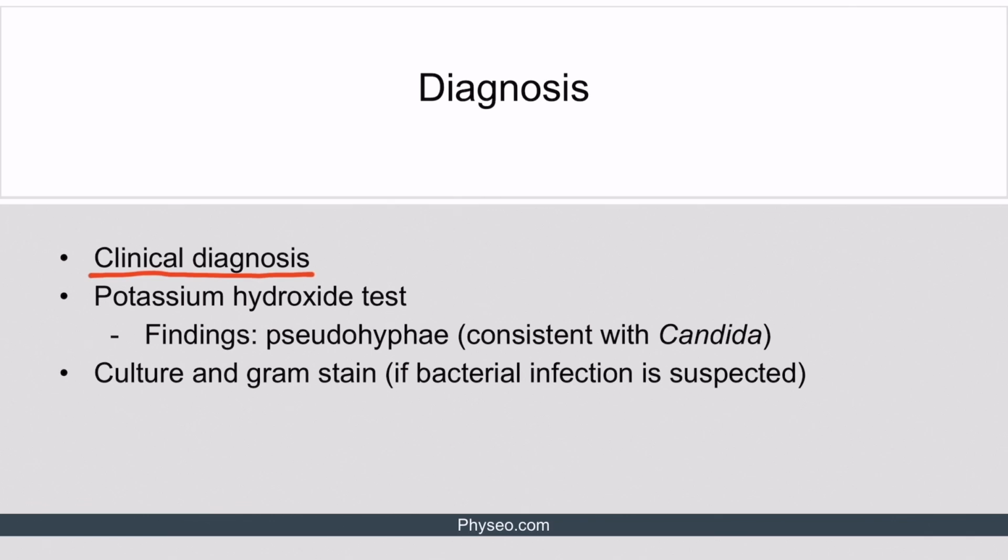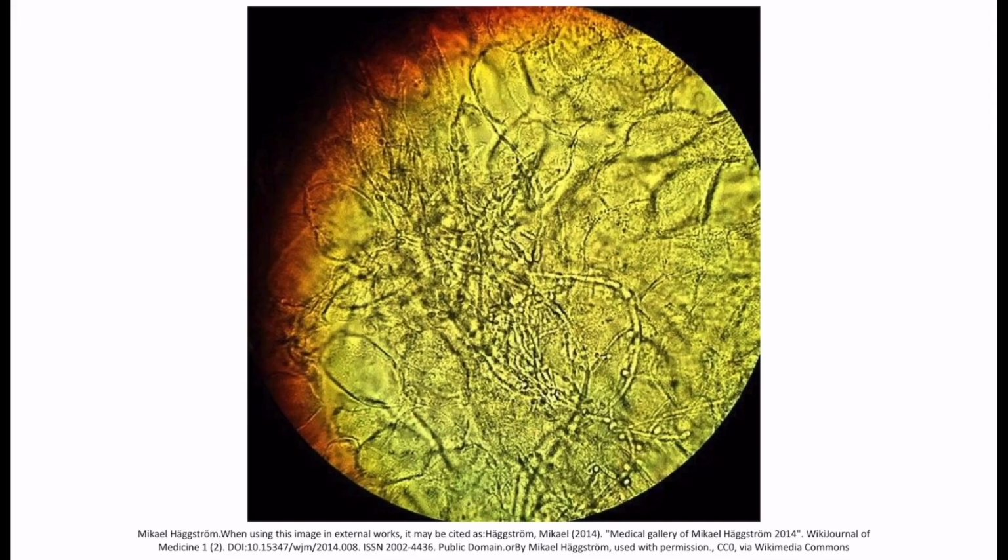Diagnosis of Intertrigo is mostly clinical. However, several tests are available to confirm the fungal infection. Most popular is the potassium hydroxide test. Skin scrapings typically show evidence of fungal growth such as pseudohyphae, which is consistent with Candida. Culture and gram stain can be performed if there is suspicion of bacterial infection. On this slide, pseudohyphae are seen under the microscope. These are consistent with Candida infection.